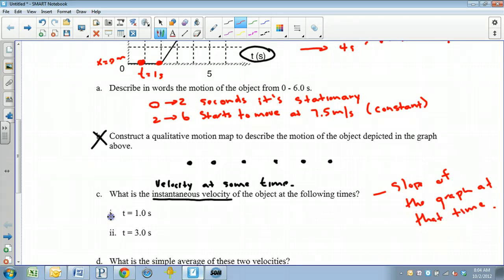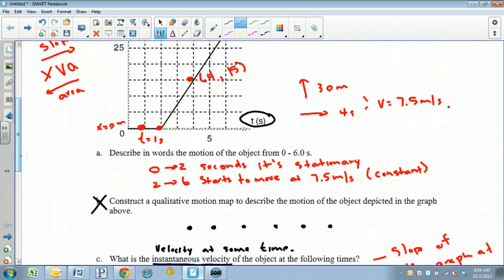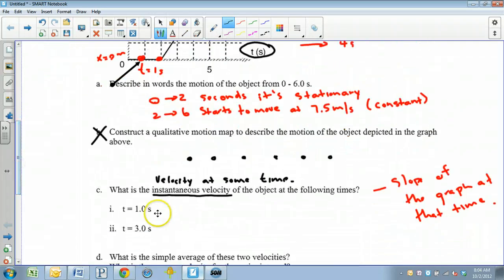So if we're looking at 1 second, up here at 1 second, well, 1 second is right here. And so the question is, what's the slope of the line at that point in time? Well, it's a horizontal line, and so the slope of a horizontal line is 0. Right, 0 meters per second is the slope of that line right there.